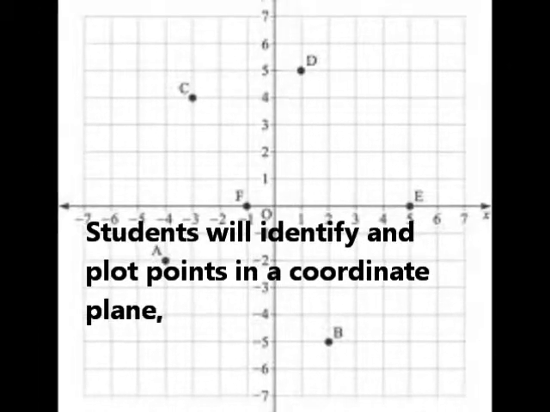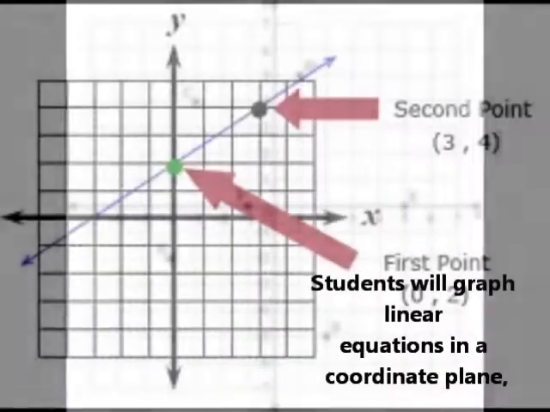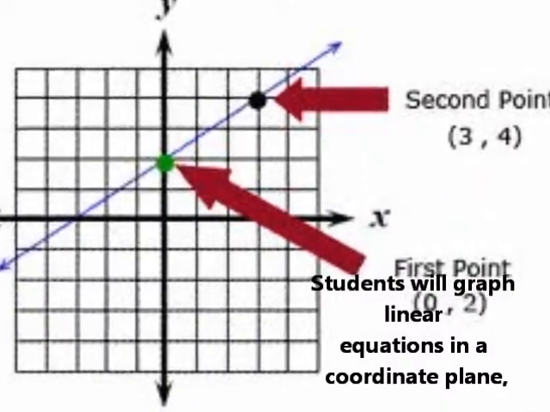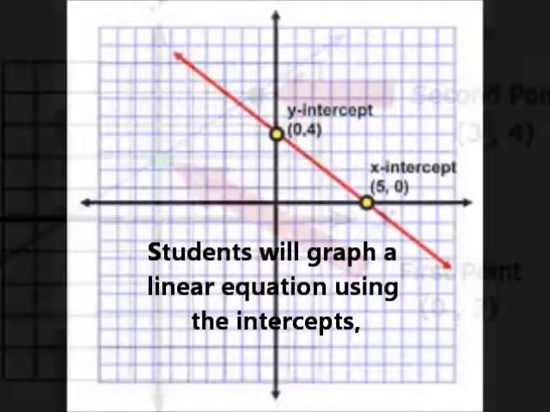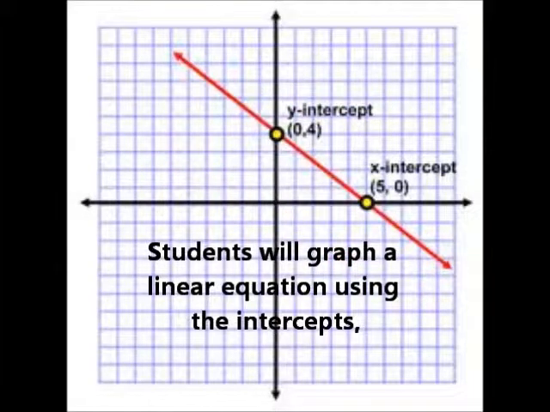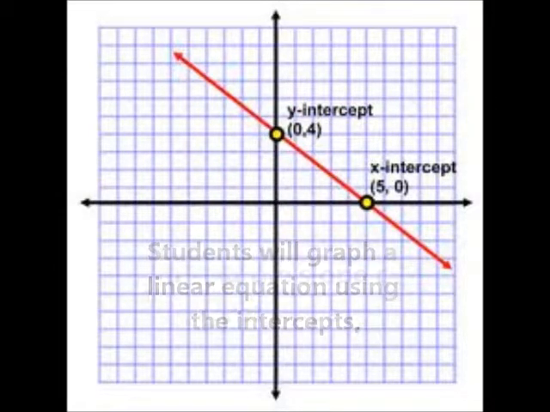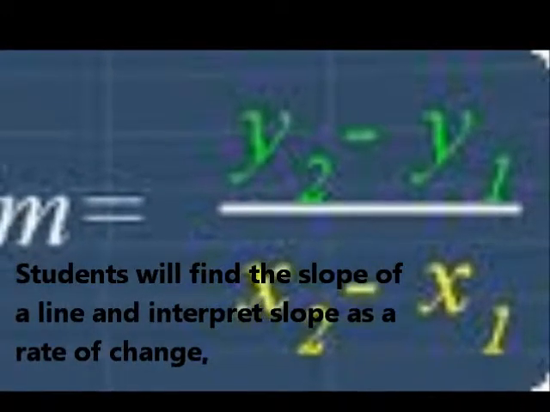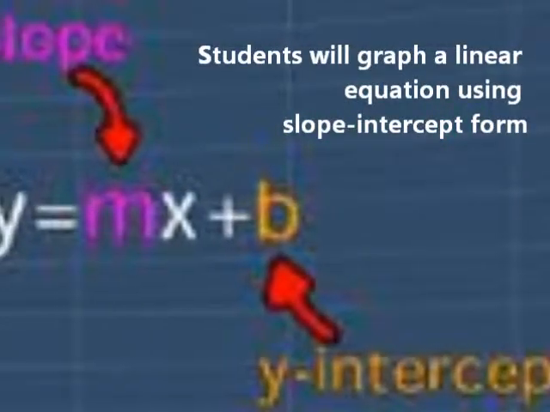Students will identify and plot points in a coordinate plane. Students will graph linear equations in a coordinate plane. Students will graph a linear equation using intercepts. Students will find the slope of a line and interpret slope as a rate of change. Students will graph linear equations using slope-intercept form.